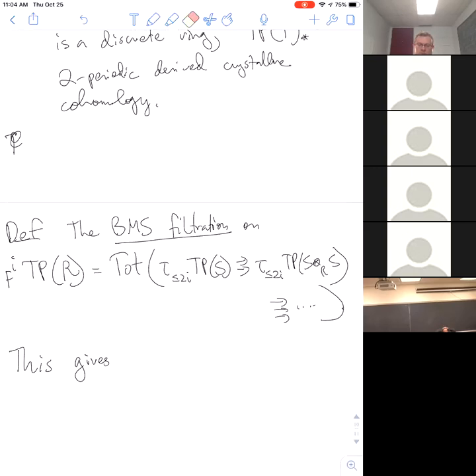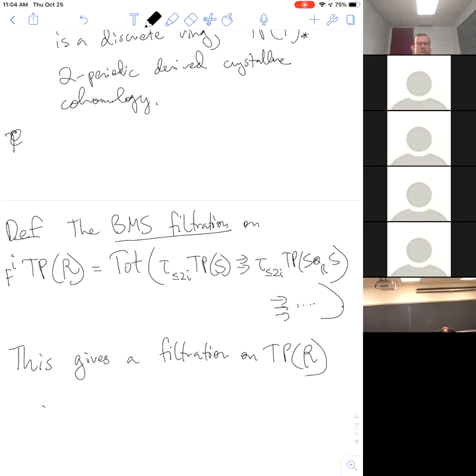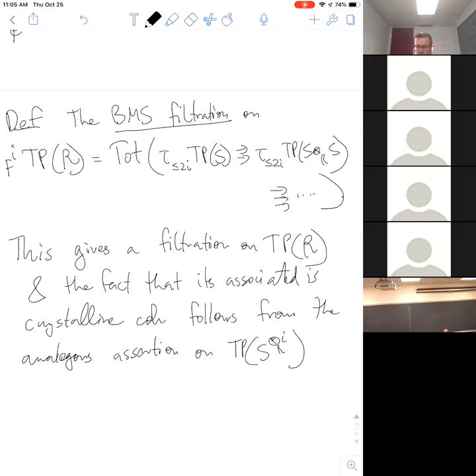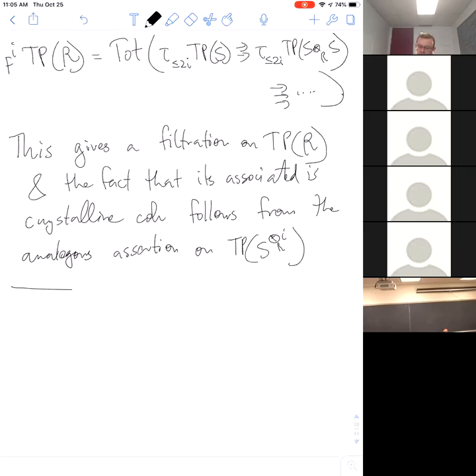Sorry, so this gives a filtration on TP of R, and the fact that its associated graded is crystalline cohomology follows from the analogous assertion on TP of all of these relative tensor products of S. So it follows from the fact that TP of these regular semi-perfect rings can be described in terms of derived crystalline cohomology. Okay, so this is basically the strategy.